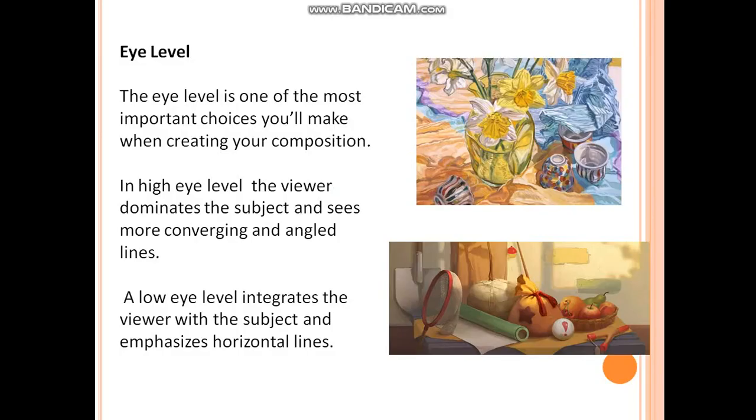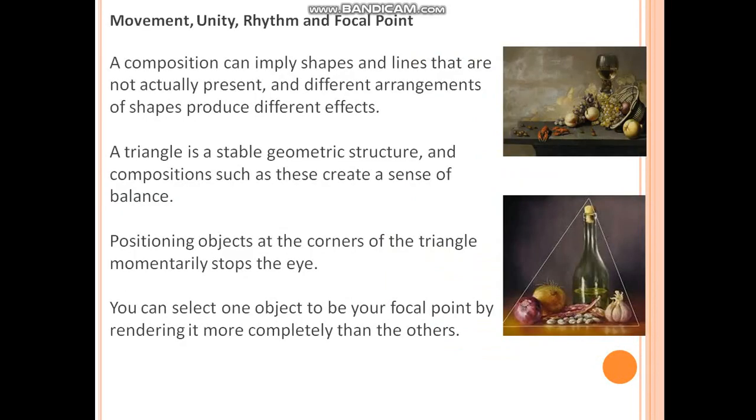Eye level. The eye level is one of the most important choices you will make when creating your composition. In a high eye level, the viewer dominates the subject and sees more converging and angled lines. A low eye level integrates the viewer with the subject and emphasizes horizontal lines. Movement, unity, rhythm and focal point.